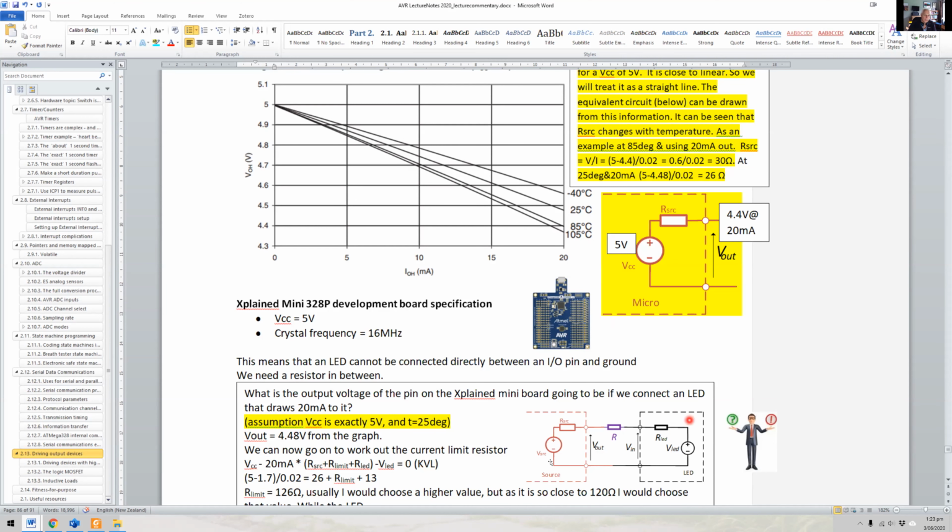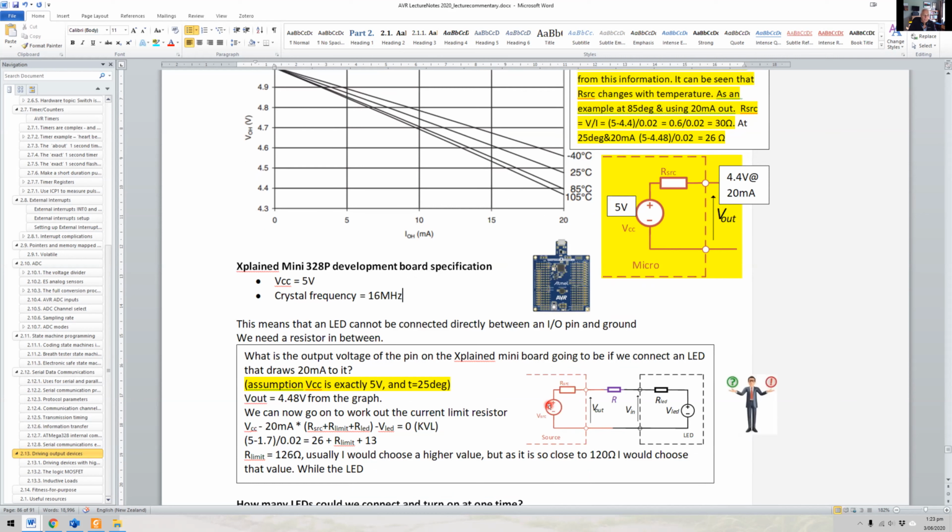What have we got here? Okay, so we've got 5 volts. I'm making that assumption that it's 5 volts. And I've also got to make an assumption that it is 25 degrees, okay? We know that this voltage here is 4.48 volts at 25 degrees. And if we look at this circuit, we can work it out with your voltage divider, you can work it out through Ohm's law basics.